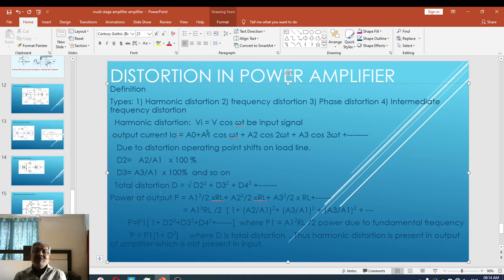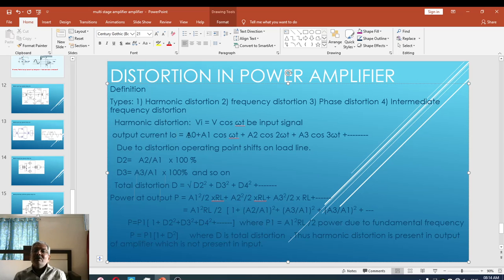A0 is the amplitude of the fundamental frequency. A1 is the amplitude of the first harmonic frequency. A2 is the amplitude of the second harmonic. A3 is the amplitude of the third harmonic, and so on. This constitutes the output current.